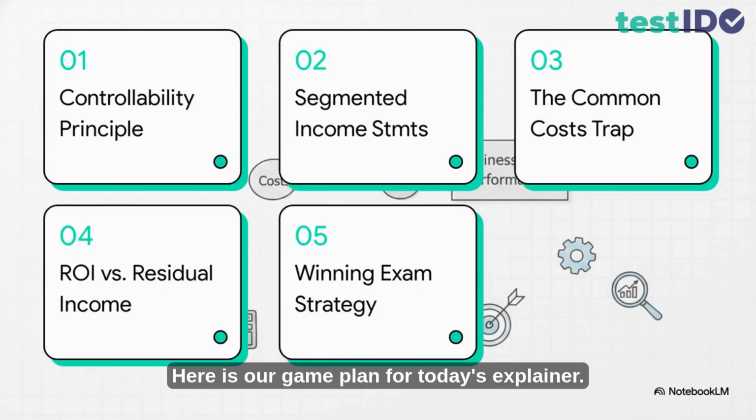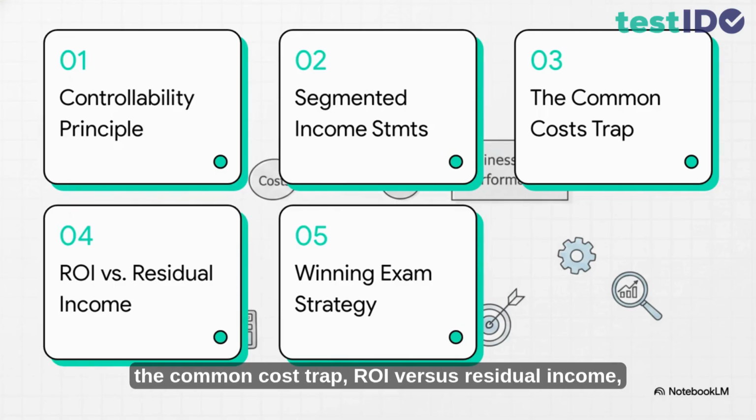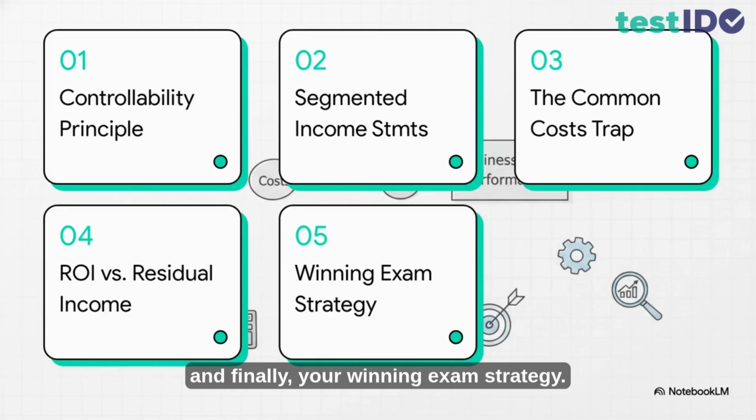Here is our game plan for today's explainer. We'll cover the controllability principle, segmented income statements, the common cost trap, ROI versus residual income, and finally, your winning exam strategy. Let's get to it.